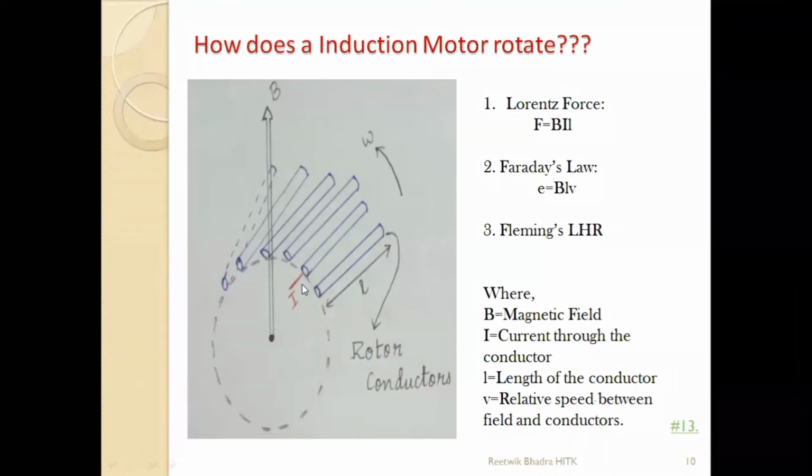So if a current carrying conductor is placed in a magnetic field, a force will act upon it. That is called your Lorentz force. So F equal to BIL. B is your magnetic field. I is your current through the conductor, which is given by capital I. L is your length of the conductor. F equal to BIL, so force will act upon this conductor. These conductors will rotate in a direction you can determine by Fleming's left hand rule.